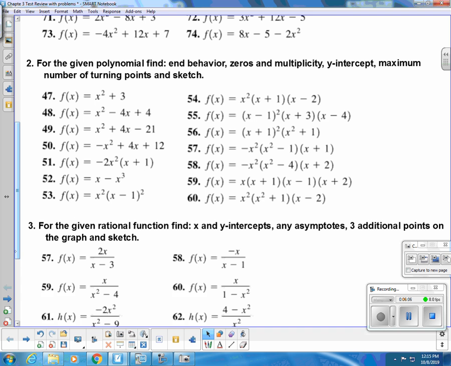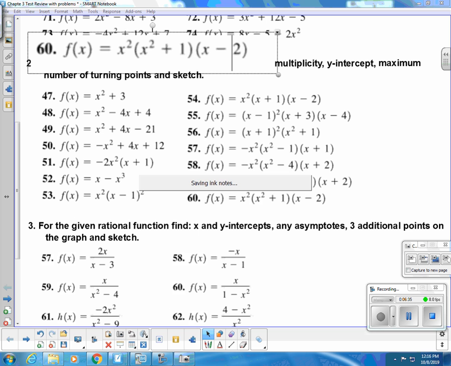Given a polynomial, you'll be able to find the end behavior, zeros, multiplicities, y-intercept, maximum number of turning points, and be able to sketch it. Which one do you want to go for? 60. You go with 60? Everyone's voting? Okay.